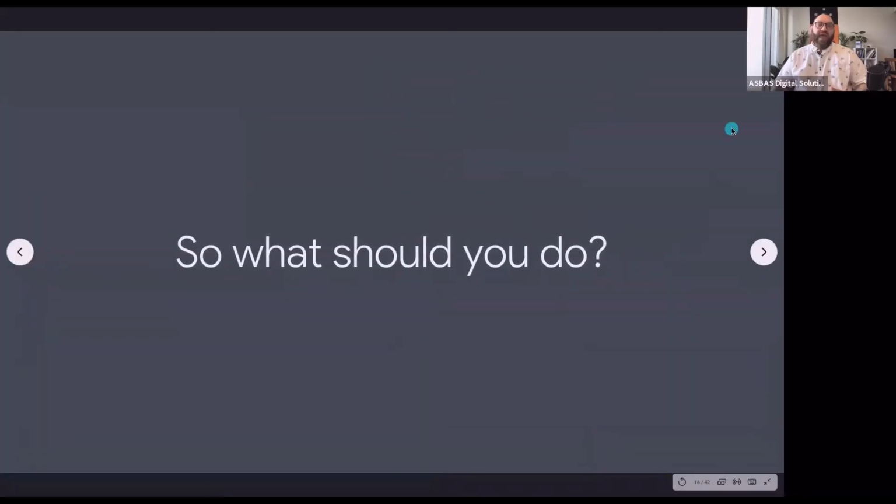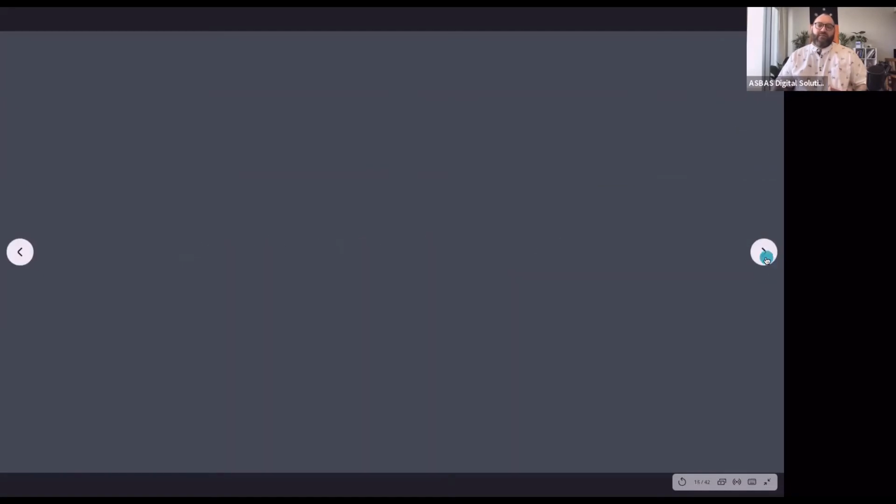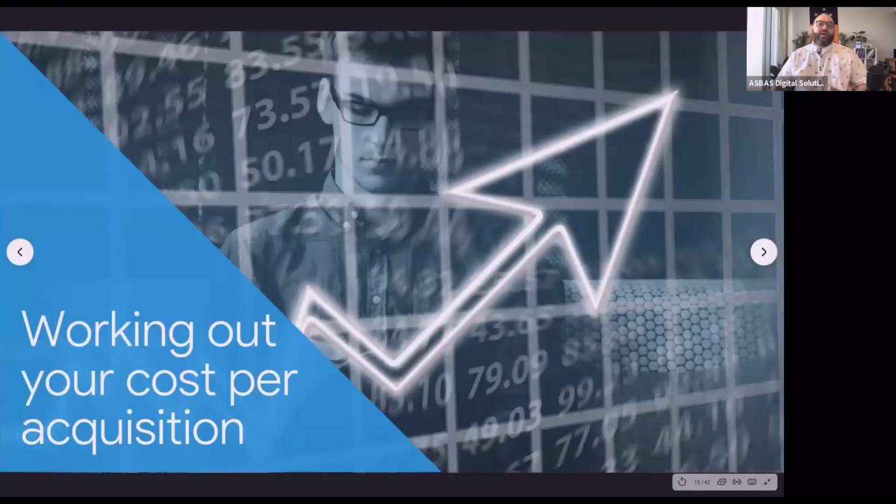So what should you do? How should you work out what yours is going to be? Well, first of all, we need to work out your cost per acquisition. So we saw that Suri and Amanda and Nilesh had their cost per acquisitions wildly varying depending upon the volume that they can do, the amount that they need to bring in every month, and what they're charging per unit.